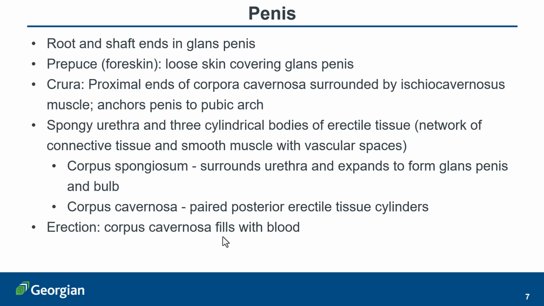to the pubic arch. In the penis itself, we have the three cylindrical bodies of erectile tissue: the corpus spongiosum that surrounds the urethra and expands to form the glans penis at the distal end, and the corpus cavernosa, which are the paired posterior erectile tissue cylinders that, when filled with blood, enable an erection to occur.